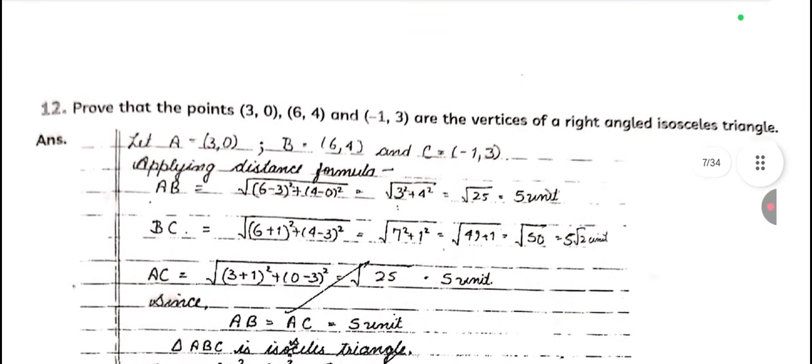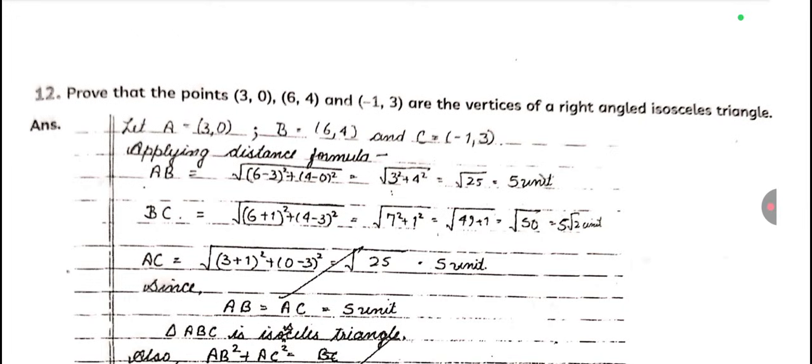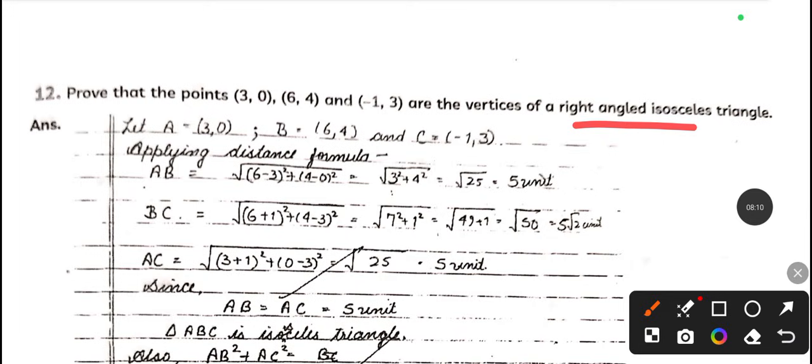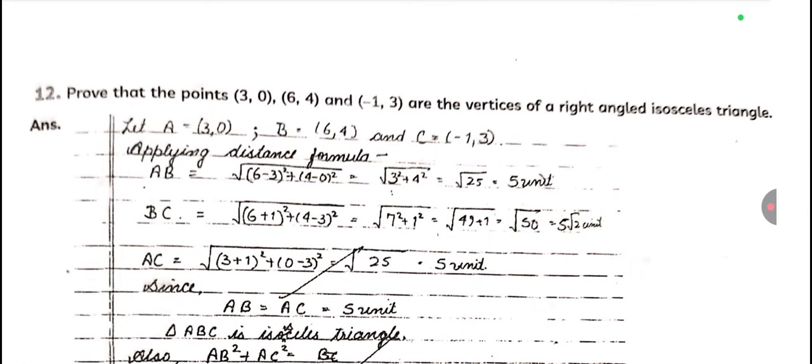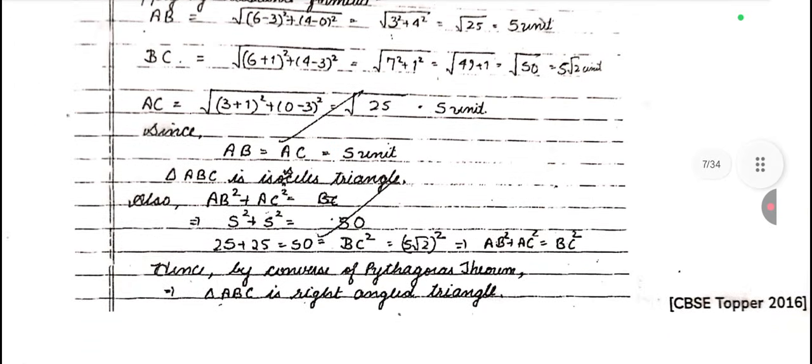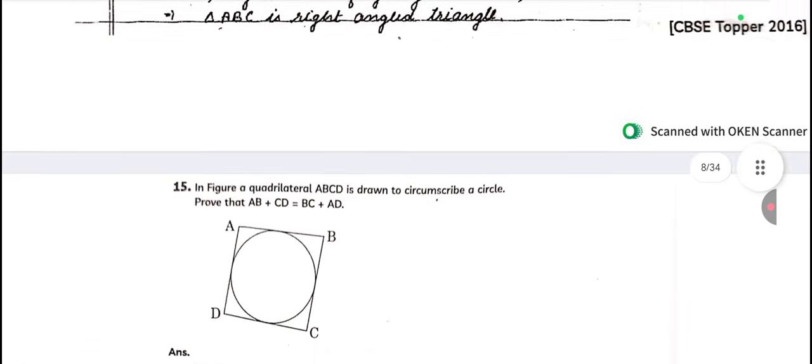Our own favorite: prove that the vertices form a right isosceles triangle. I will highly rate this type of question. Name the type of triangle: right angle isosceles triangle. They ask, it's easy now. AB you can find, BC you can find, AC also you can find. So you can say these two are equal, and you say it's isosceles. Also it satisfies Pythagoras theorem, and you can say it's a right angle triangle.